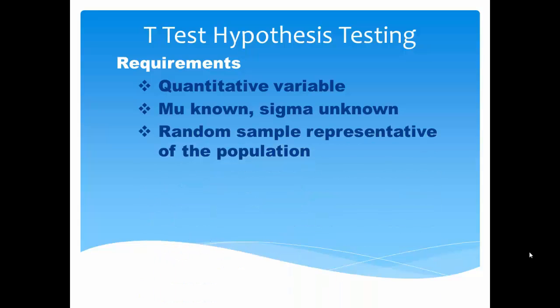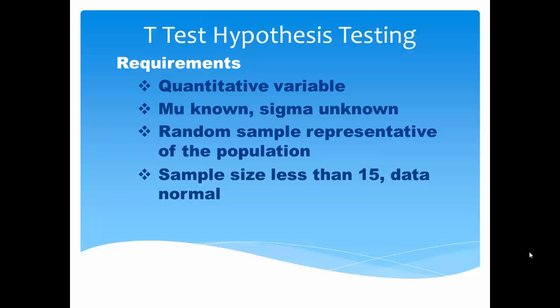Next, we have to be sure that the random sample that we are dealing with for our hypothesis testing is representative of the population. That means that when I pick my random sample, I am not introducing any bias, and that the sample that I pick is representative of what I would find if I were using the entire population.